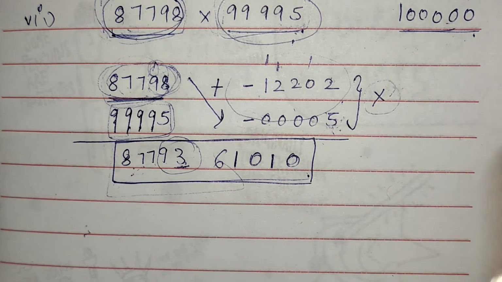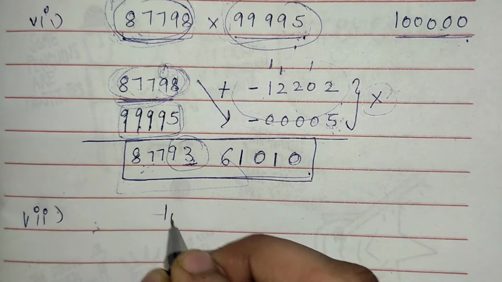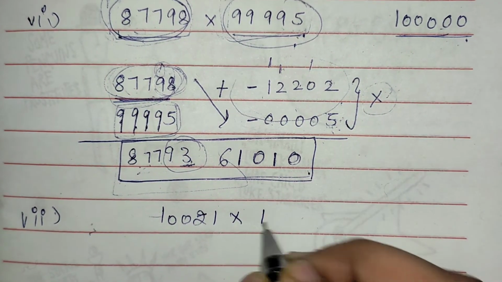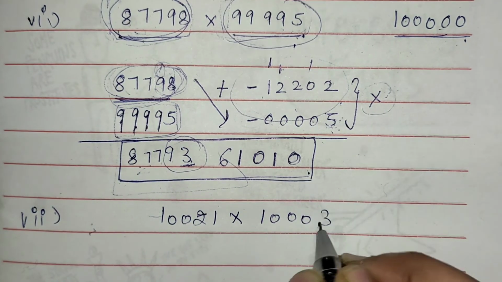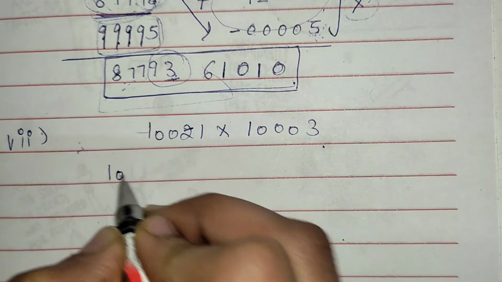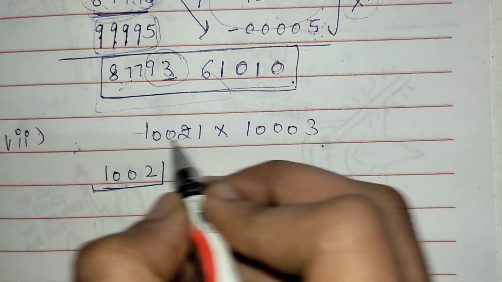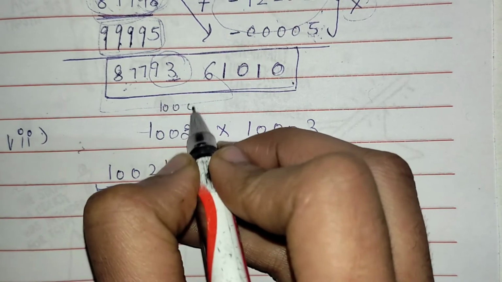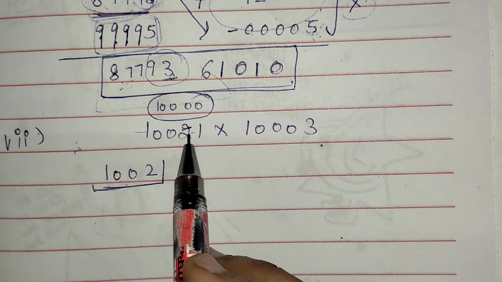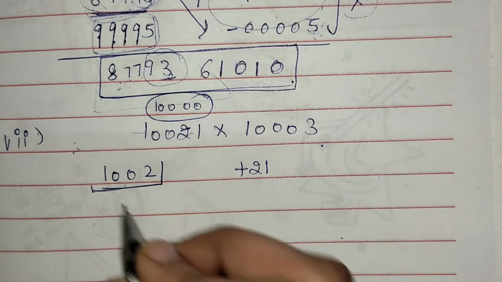Okay, so let's take another big value, 10021 into 10003. Okay, so the same steps. Now what is the base? The base will be 10000, the base will be this one. So how much bigger is this value than the base? You can easily see that this is plus 21.